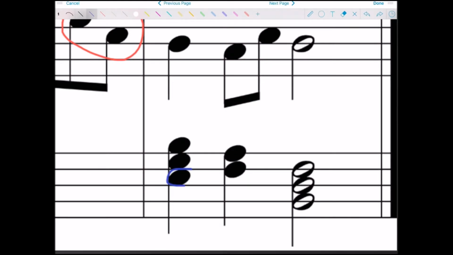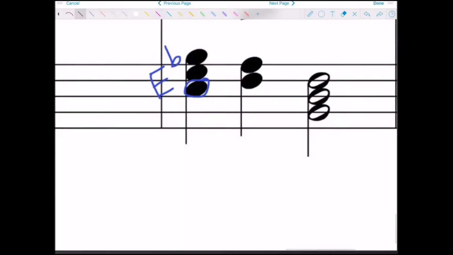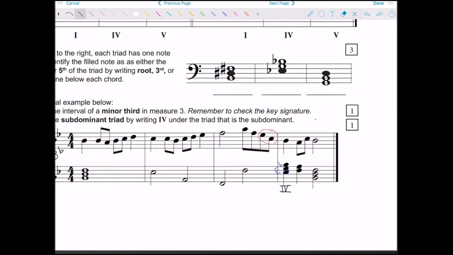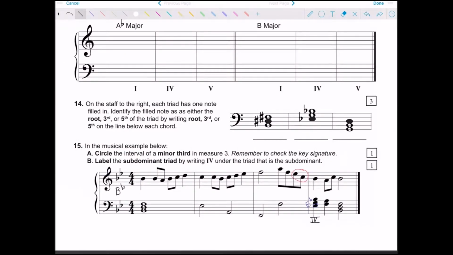This is E. All E's are flat. That's an E flat. So that is my 4 triad. So all I do is this. I just write a Roman numeral 4 underneath it, and I have completed everything for question number 15. I hope that makes sense to you.